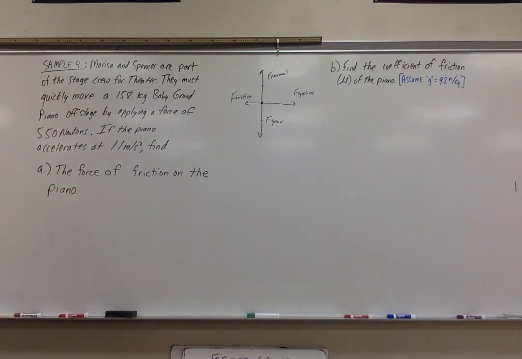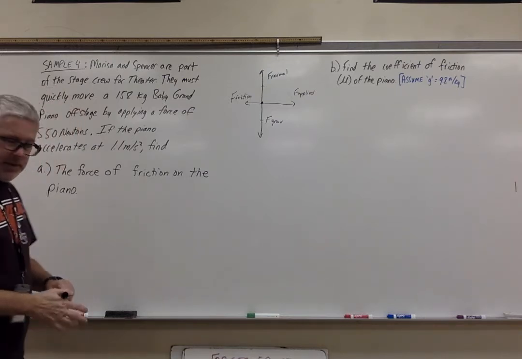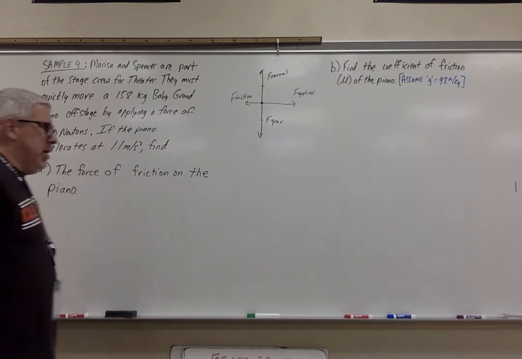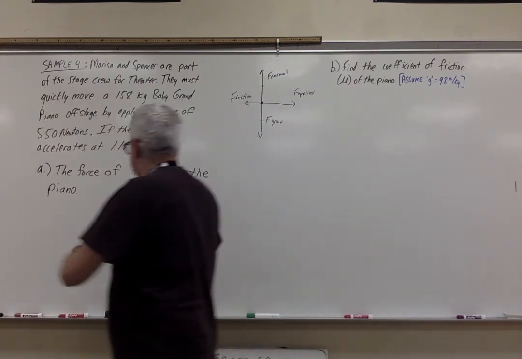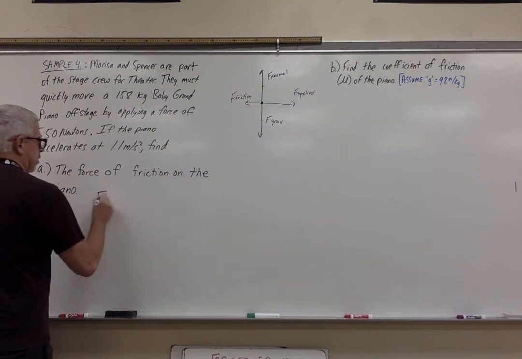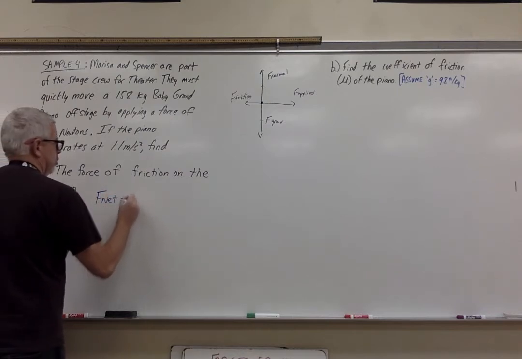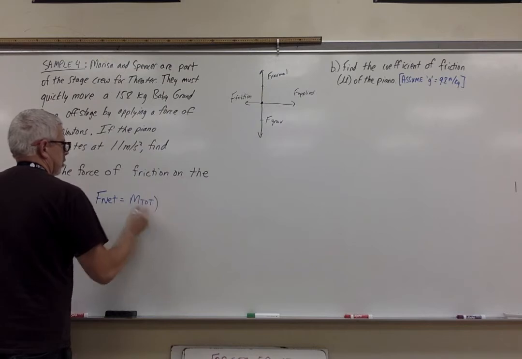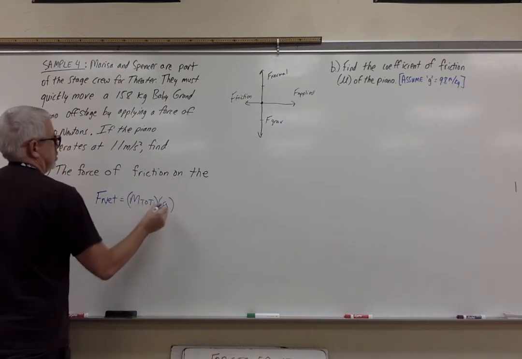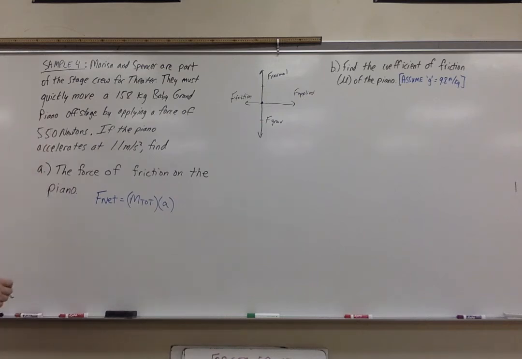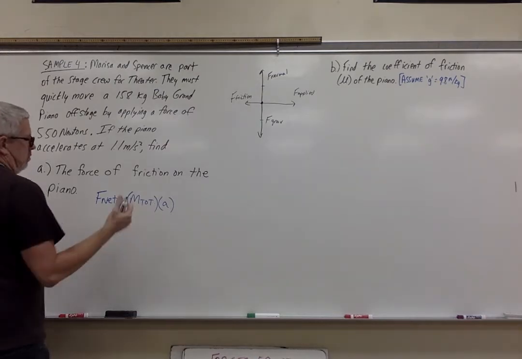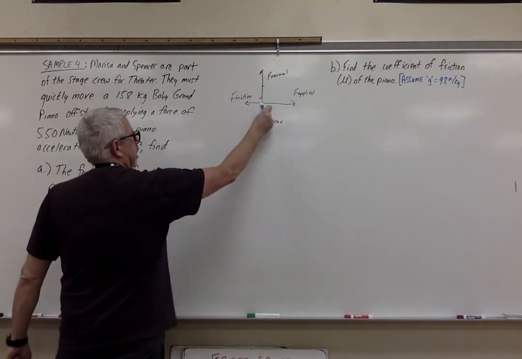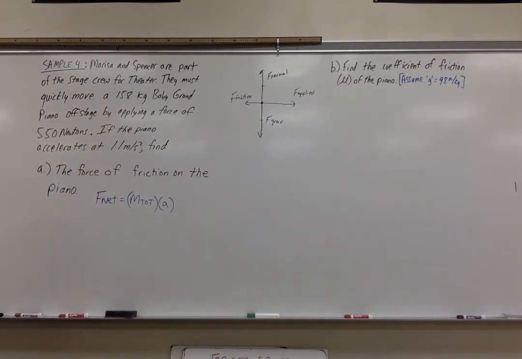So to find the force of friction on the piano, I'm going to go back to my grand equation of pretty much all of physics, at least all of Newtonian physics, and that is Newton's second law. F net equals m total times acceleration. Well, we're given a lot of information here. We've got the mass of the piano. We've got the acceleration of the piano. So you might just think I should multiply those two together. But our free body diagram tells us something else. It tells us that we've got two forces acting there.